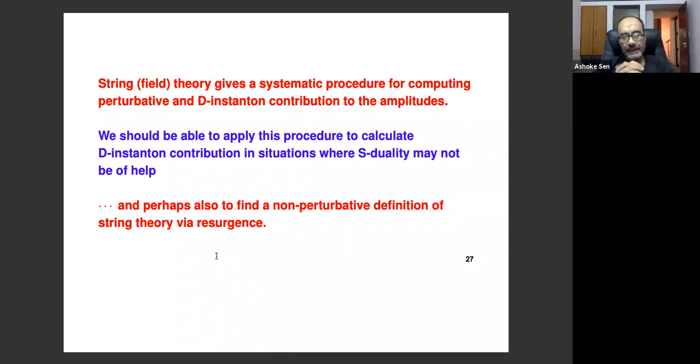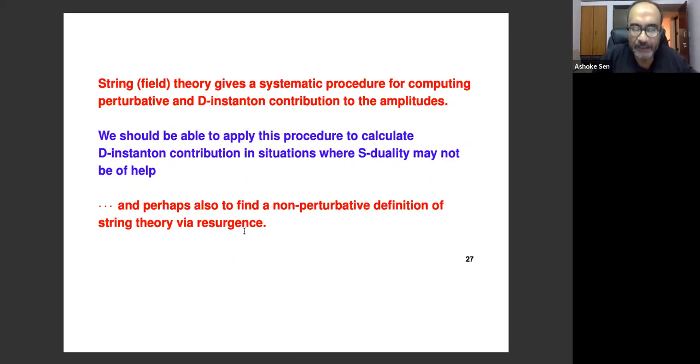In particular, one case where the D-instanton contributions are important is in N=1 supersymmetric compactifications, because often D-instanton contributions generate non-perturbative superpotential that's useful for both moduli stabilization as well as for computing various Yukawa type couplings in the resulting 4-dimensional effective field theory. So these are practical applications. And one may hope perhaps that once we learn the instanton contributions properly, we may also find a non-perturbative definition of string theory.